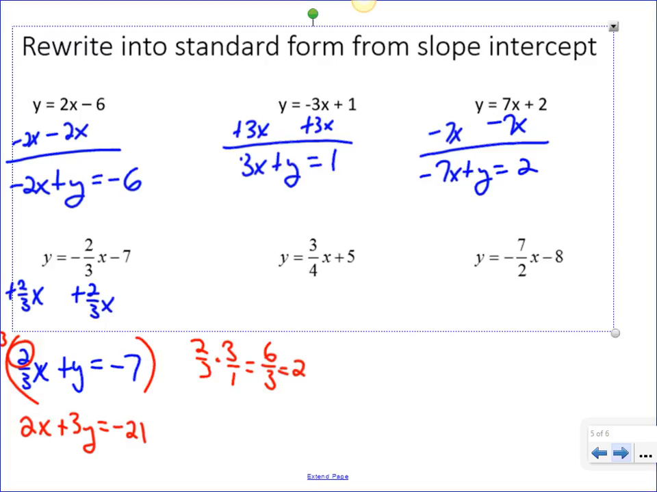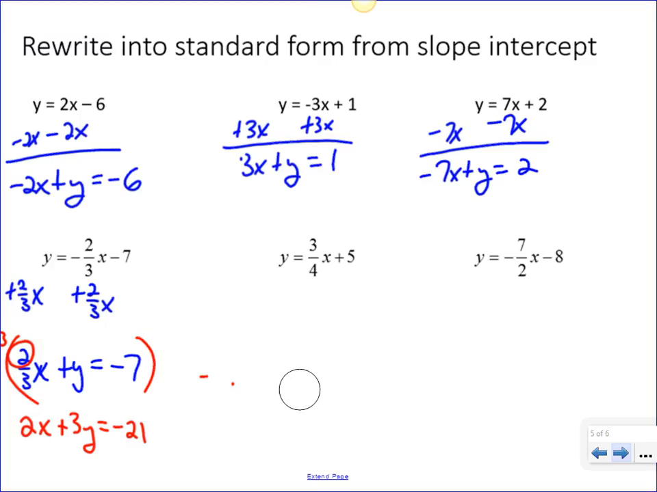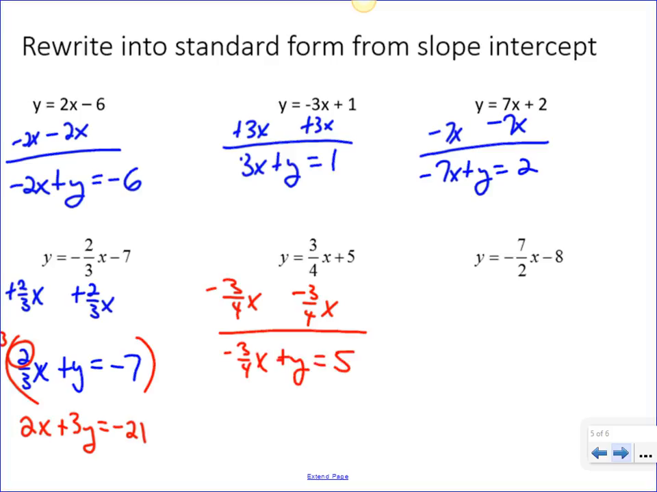For the next one, we got 3/4 x plus y is equal to 5. So to get that 3/4 to the other side, I'm going to minus 3/4 of an x. And what I'd be left with is a negative 3/4 of an x plus y is equal to 5. Okay, so now for this one, since on the previous one we multiplied by 3, on this one I'm going to multiply by 4 to cancel out that denominator.